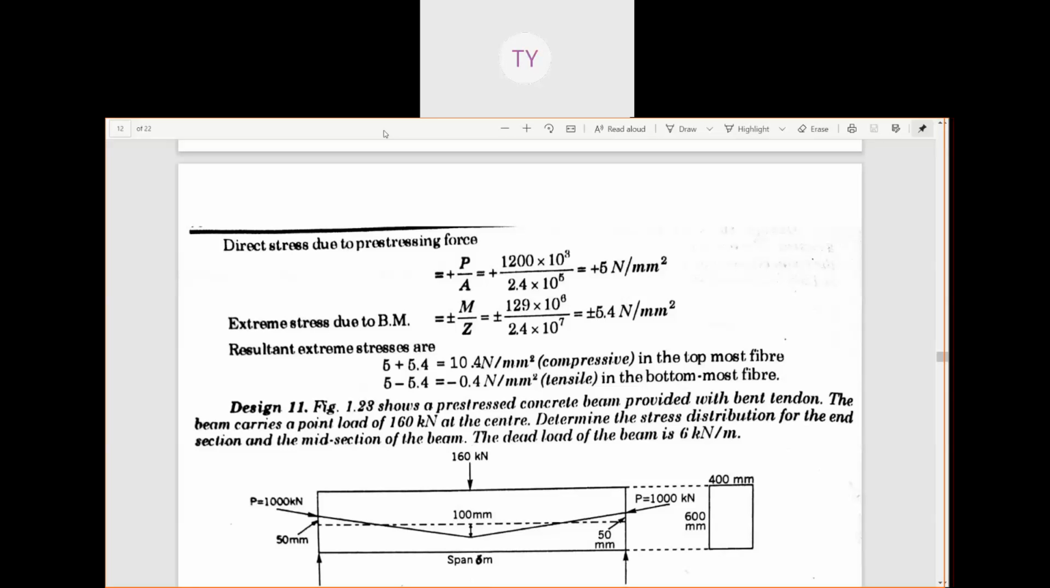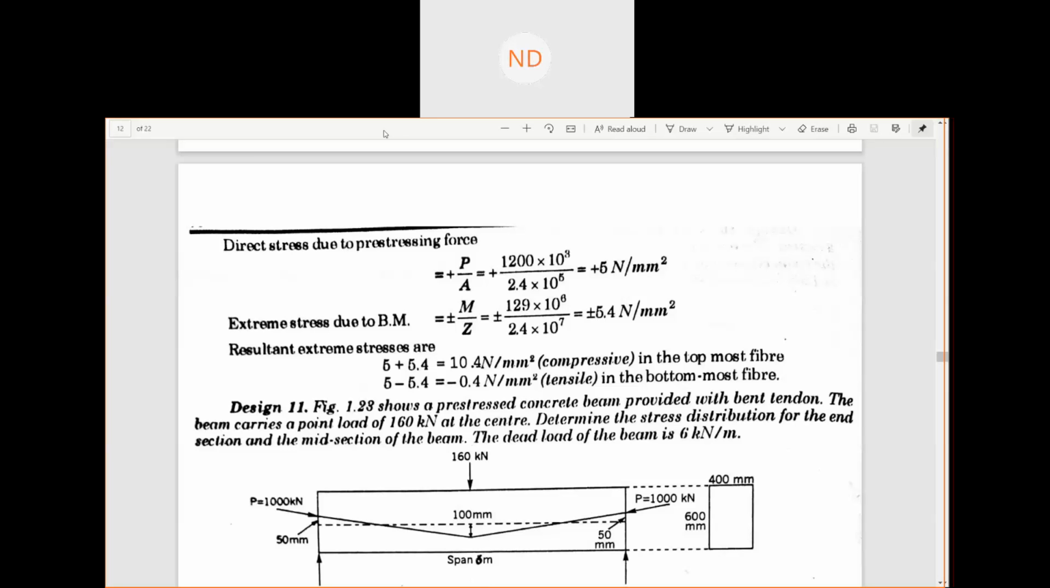How much is your answer? Top fiber at the end section. What is your top fiber stress? 6.25, ma'am. Yes, 6.25 Newton per mm square. And at the bottom, 2.1, ma'am. 2.09. Yeah, that's it, 2.09 Newton per mm square.